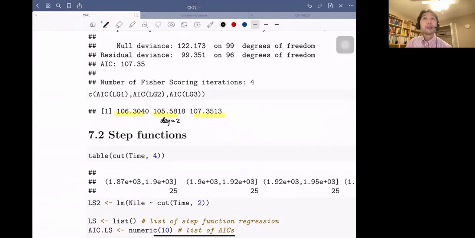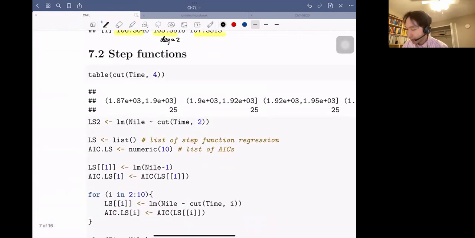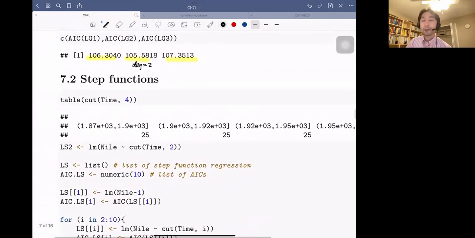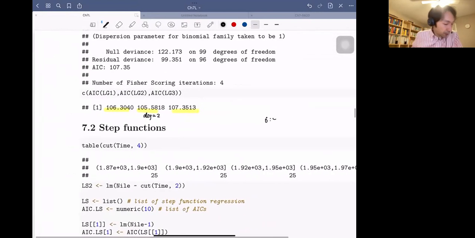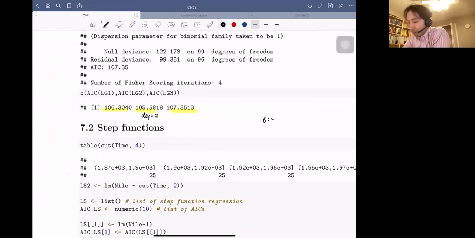Yeah, so this is 7.1, and I think it's already 6:44. So we cover 7.2 to 7.7 next time.